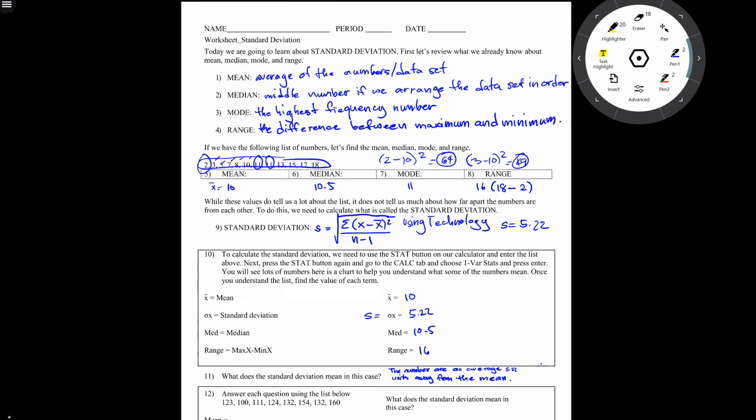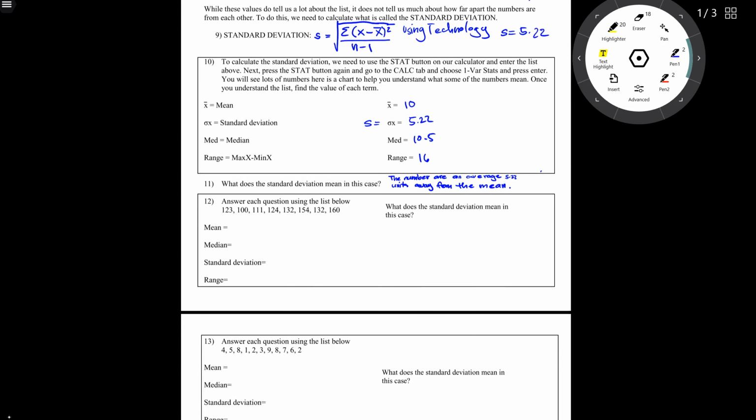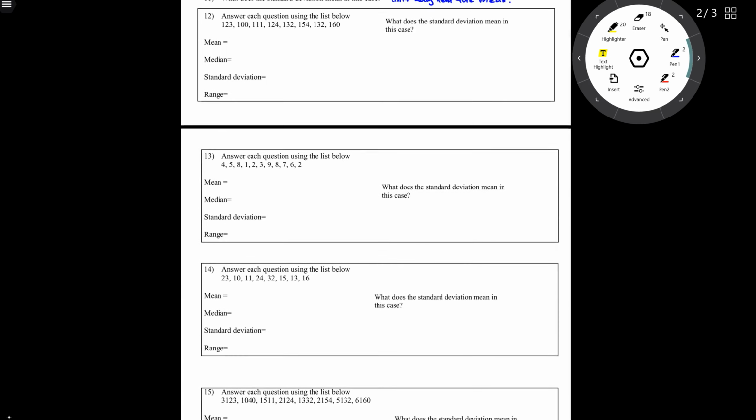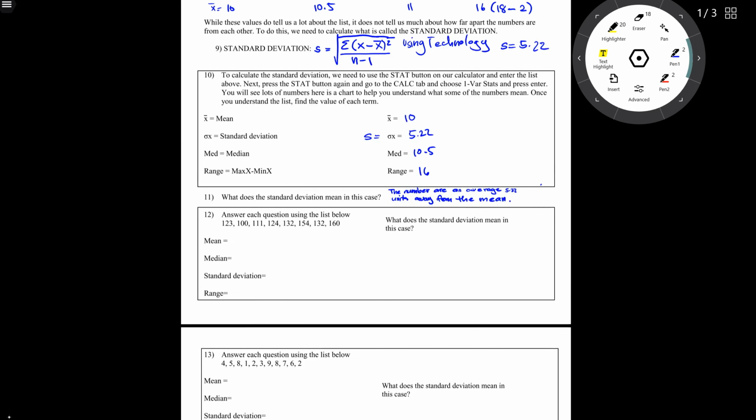That's our worksheet. I've answered the first one for you. So you are going to do 12, 13, 14, 15, and 16, and then submit on Schoology. That's it.